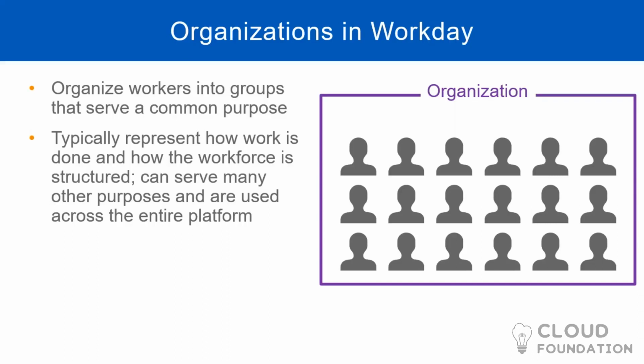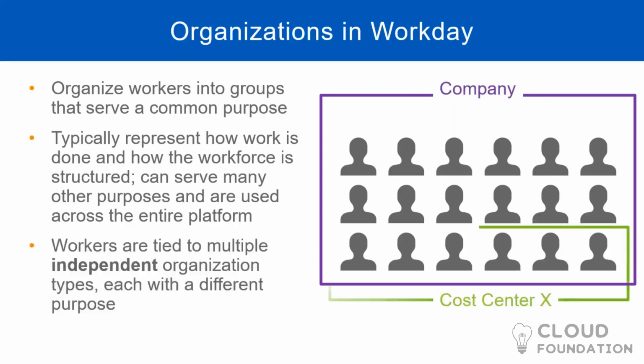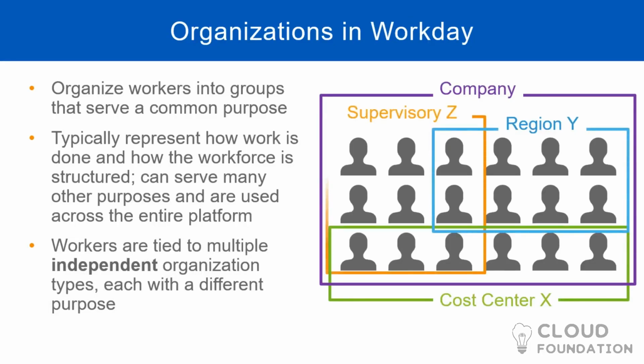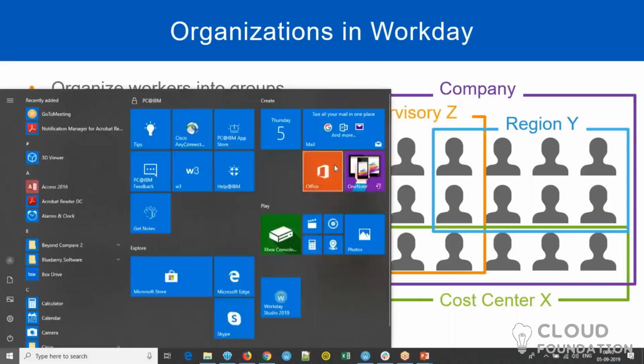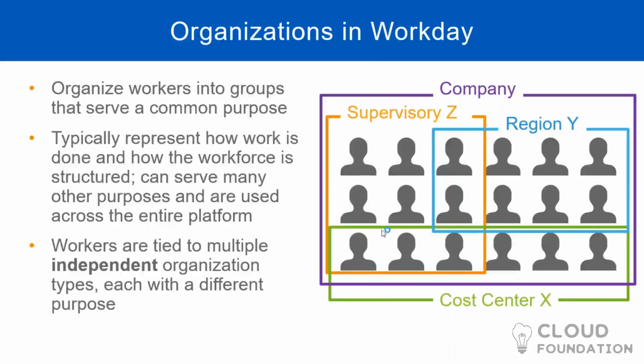Okay, so the bottom line is organizations group workers who are performing a common purpose, right? And workers can be tied to multiple independent organization types, each with a different purpose. So let me quickly give you an example using this notepad.